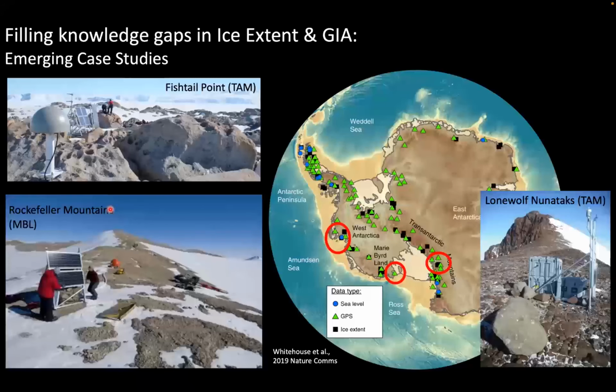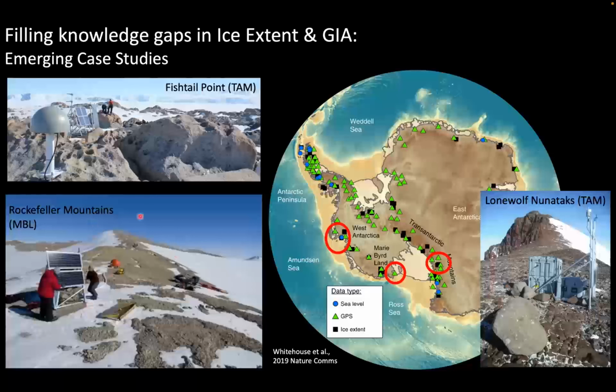So there's further places where we're trying to do this stuff. We've been lucky enough to have a field season in 2019 along the southern Transantarctic Mountains, and we've got a nice transect from Fishtail Point along the lower Skelton Glacier, and as well back there at Lone Wolf Nunataks along the upper Bird Glacier.